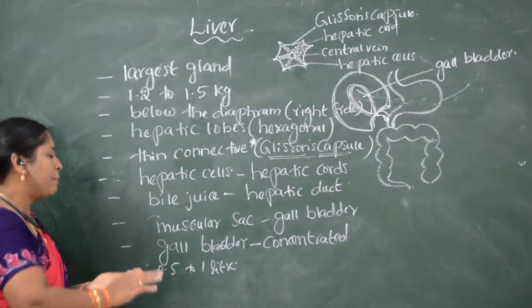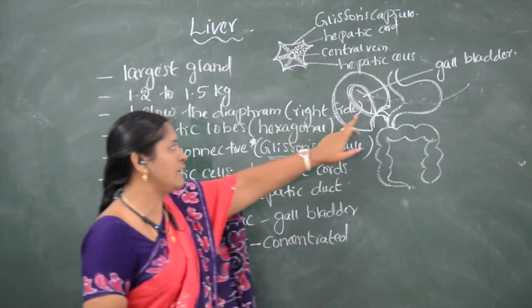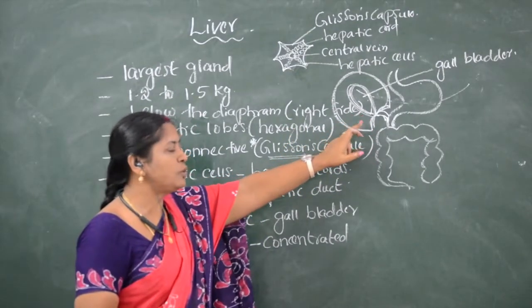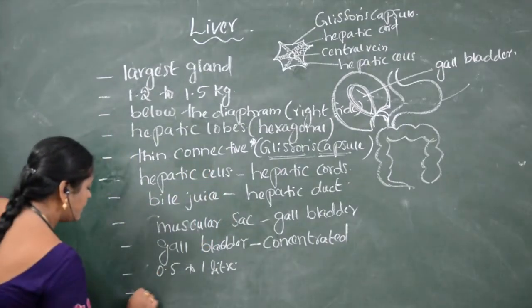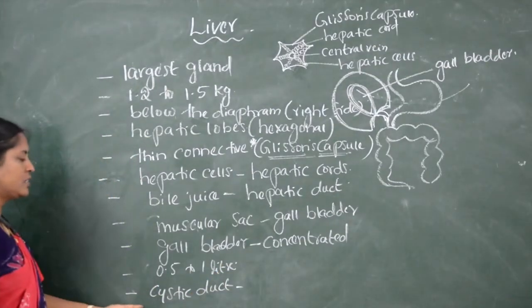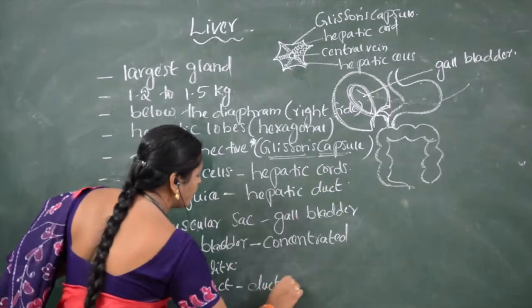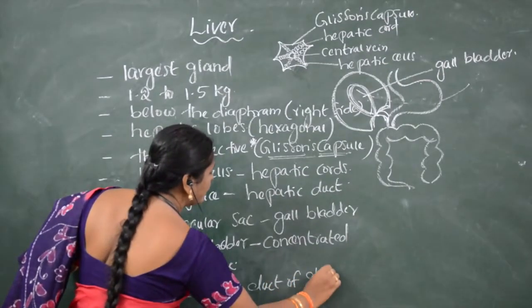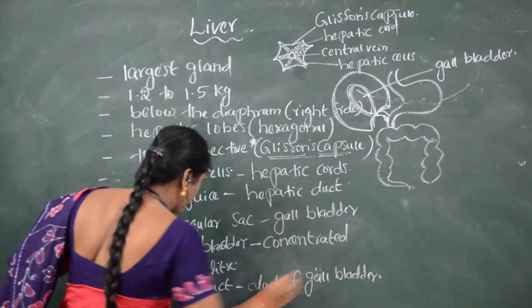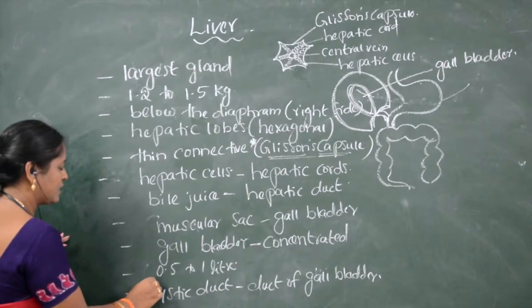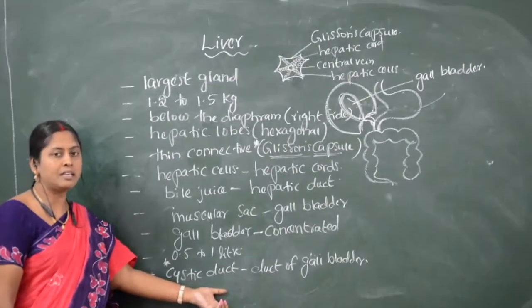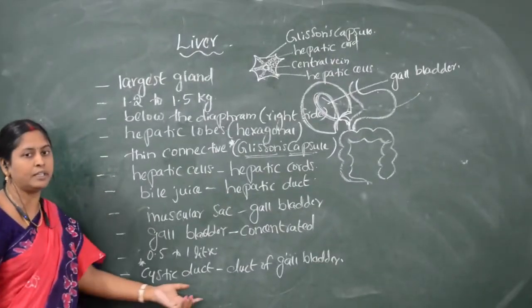All this bile juice, which is stored in the liver, comes out through a duct called the cystic duct. What is meant by cystic duct? Cystic duct is the duct of the gallbladder. What is cystic duct? Cystic duct is nothing but the duct which arises from the gallbladder.